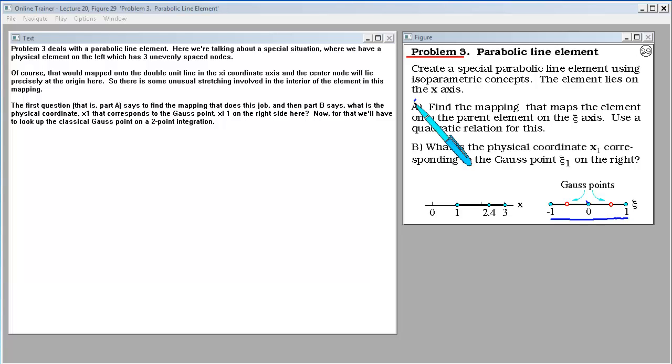So there is some unusual stretching involved in the interior of the element in this mapping. The first question, that is part A, says to find the mapping that does this job, and then part B says what is the physical coordinate x1 that corresponds to the Gauss point xi1 on the right side here. Now for that we'll have to look up the classical Gauss point on a two-point integration.